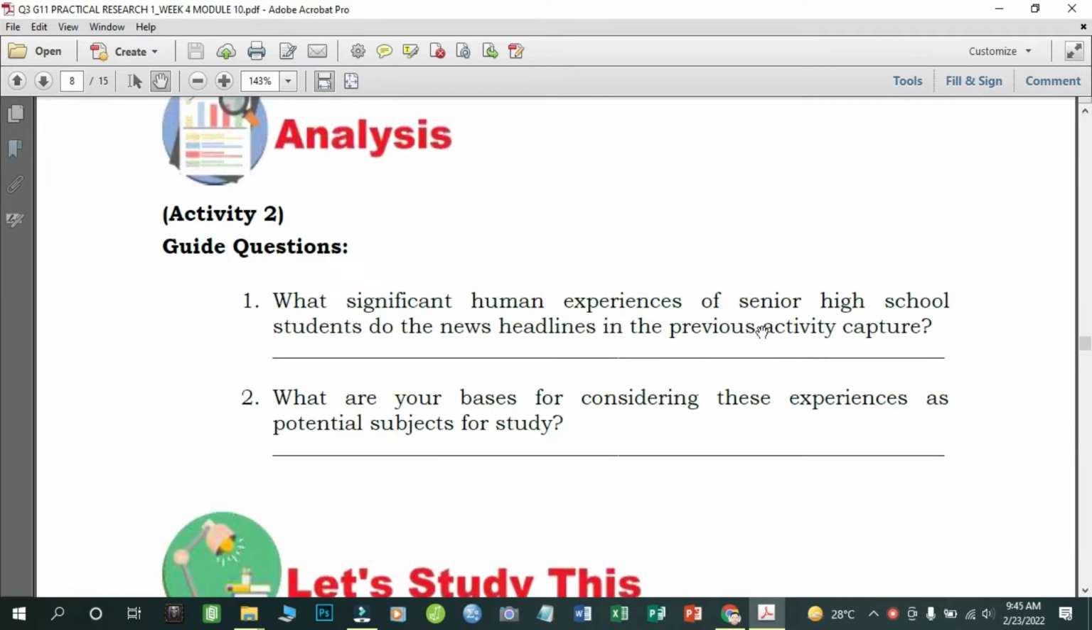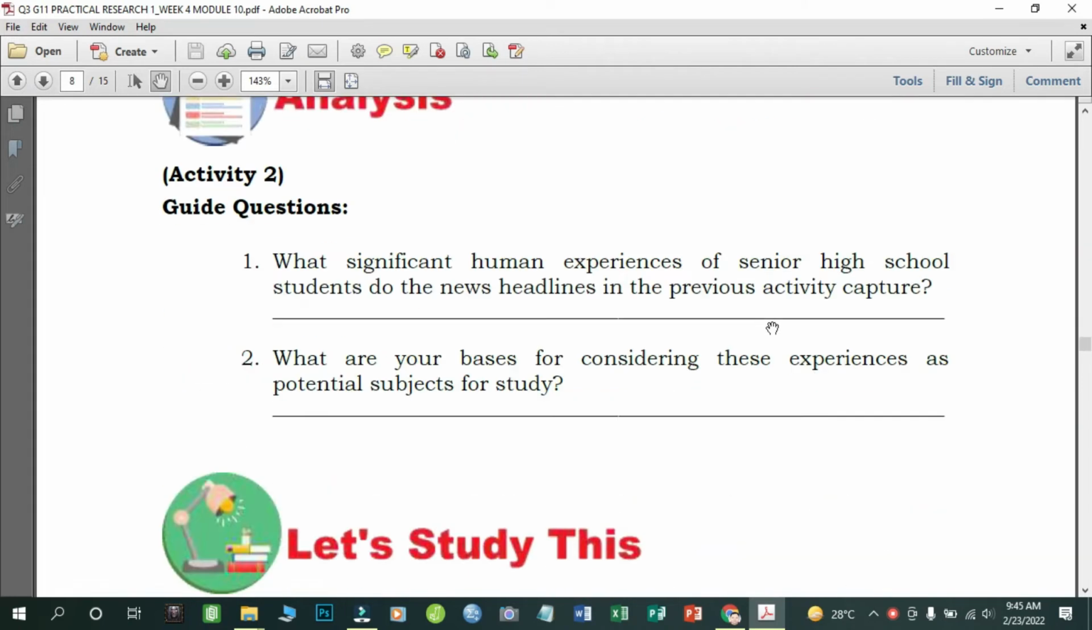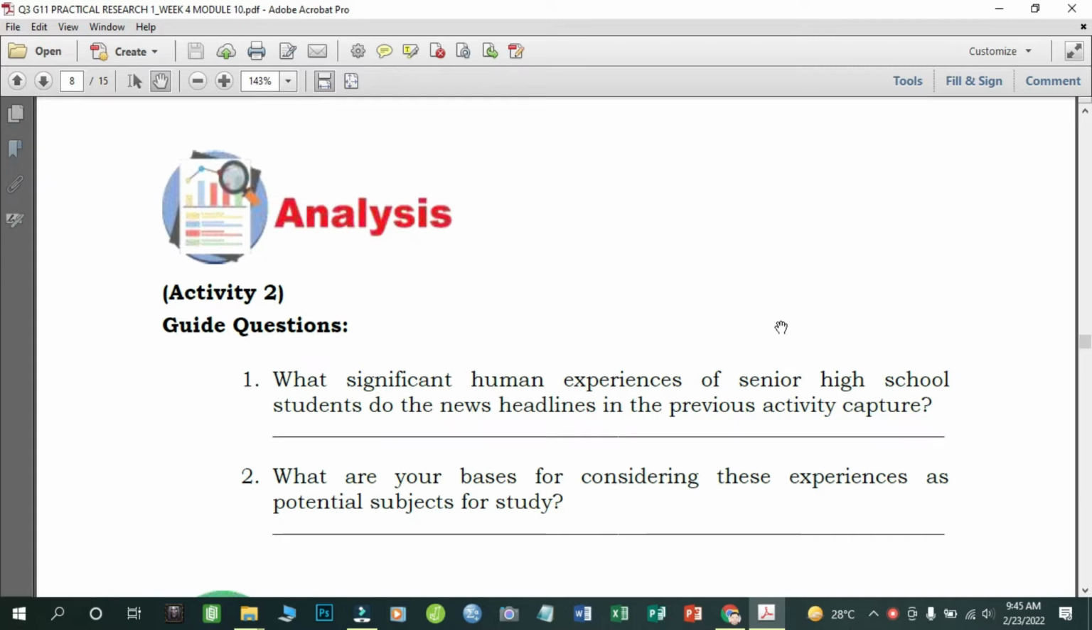Guide question: what significant human experiences of senior high school students do the news headlines in the previous activity capture? Of course, in number 1, your experience about child protection is very important for you as a student, because we need to protect our human rights from the abuse of other people. Then in terms of the coastal road project, I think all of us experience heavy traffic, especially going to the Matina area. By having this coastal road open soon, it will ease our burden in traveling.